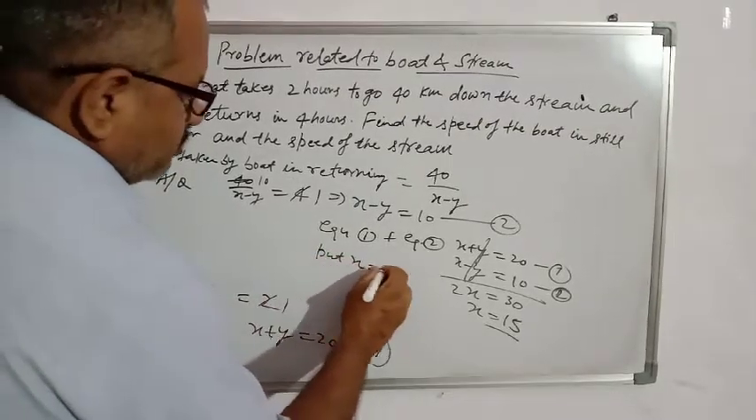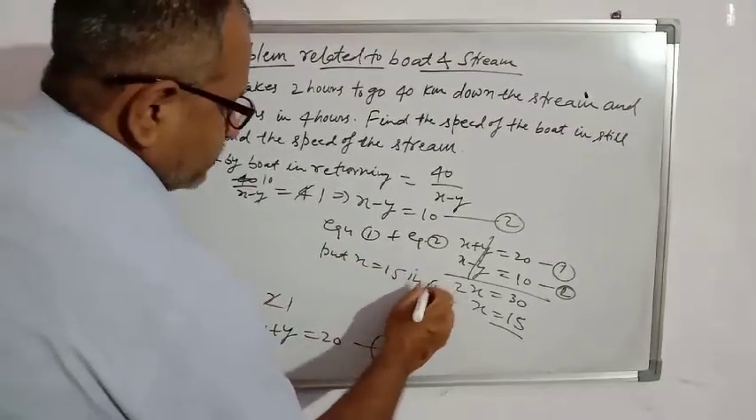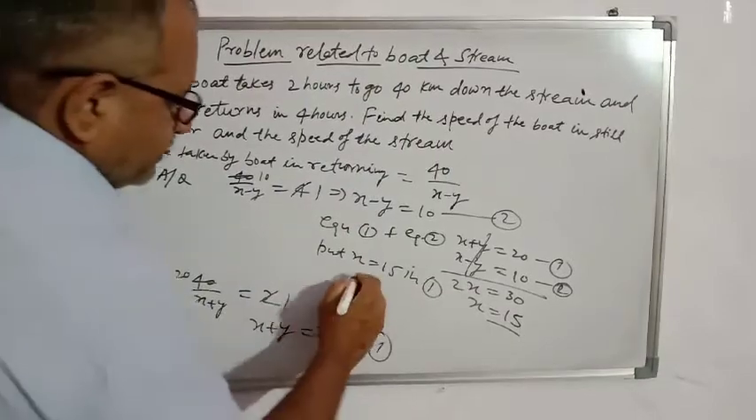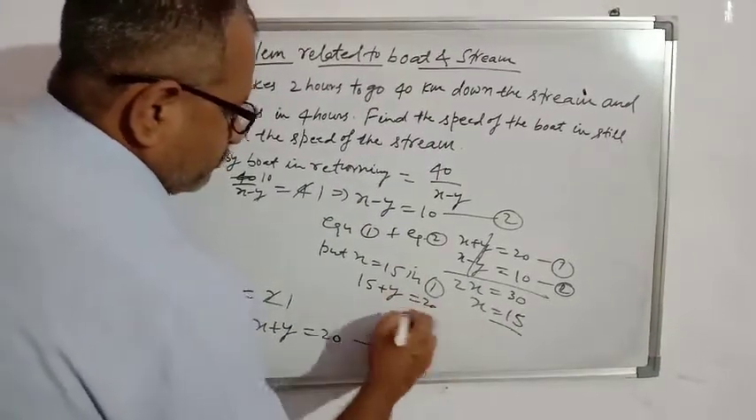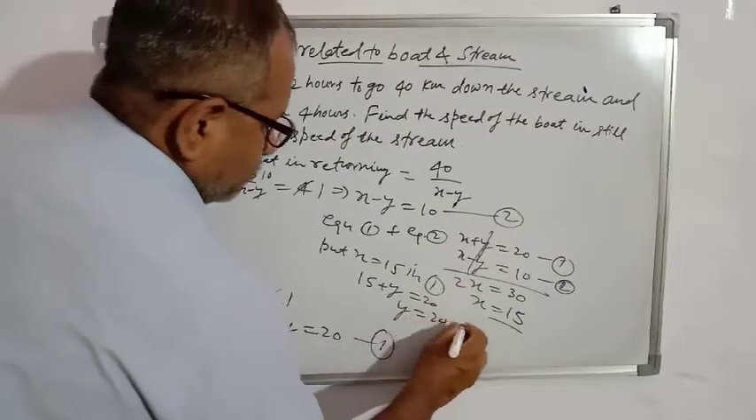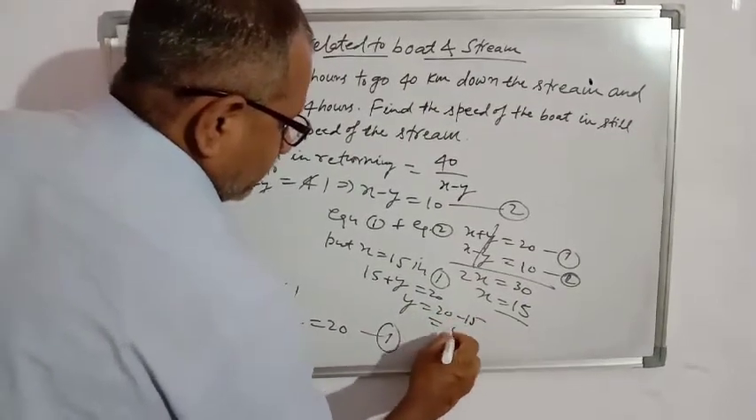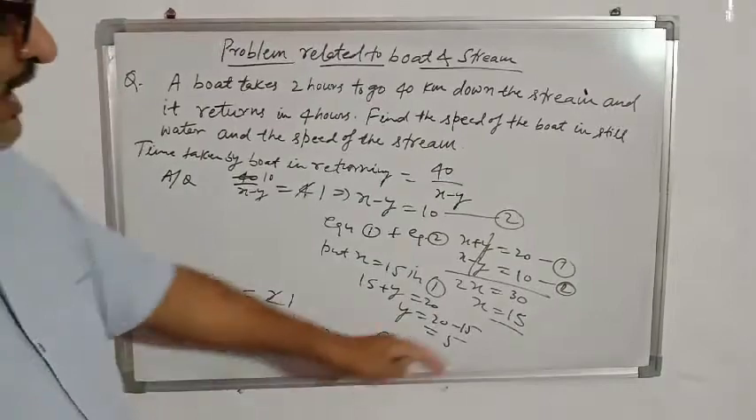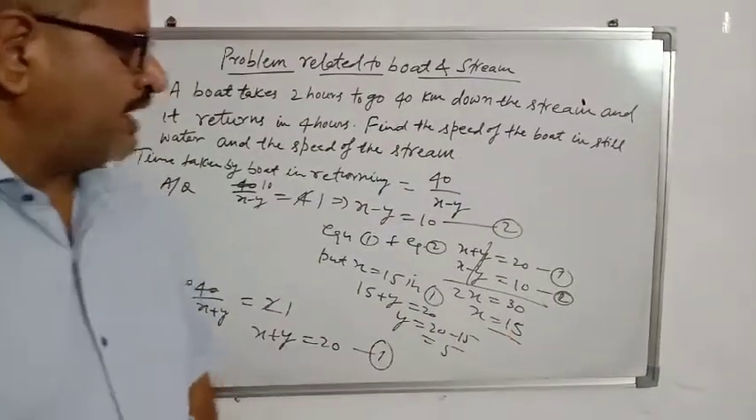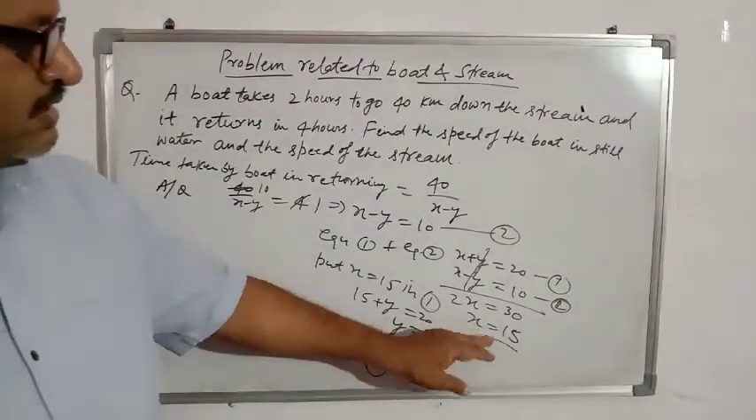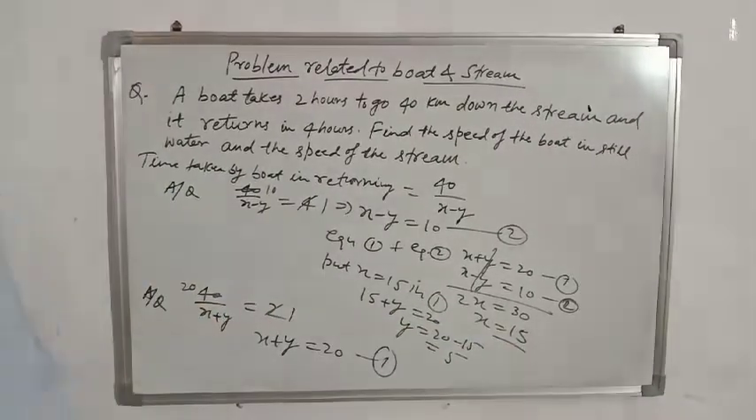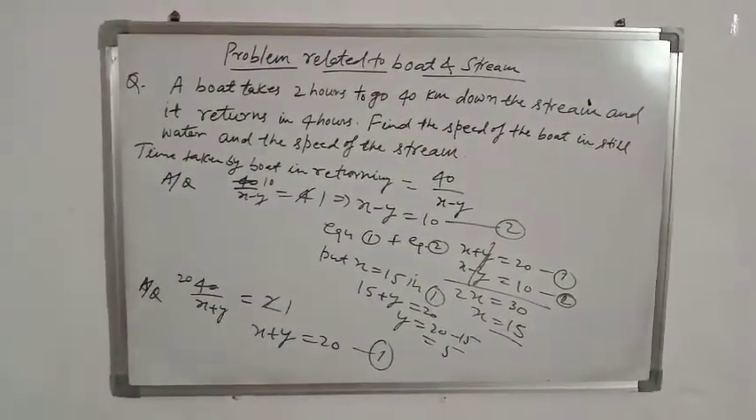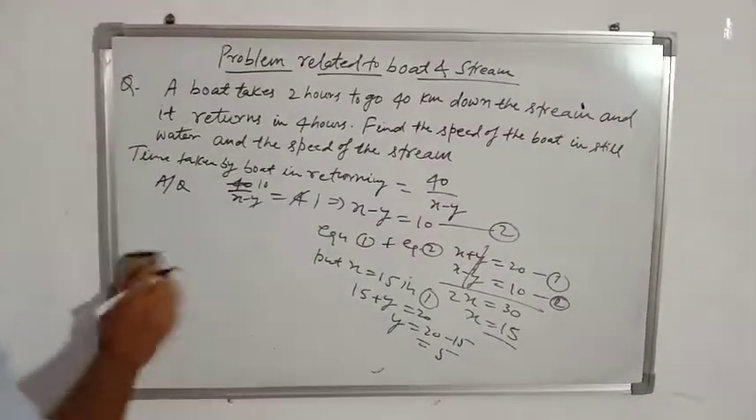Put x is equal to 15 in the first equation, x plus y. So 15 plus y is equal to 20. Transpose 15. y is equal to 20 minus 15, that is 5. So the value of x is 15 and the value of y is 5. What was x? x was the speed of the boat in still water and y is the speed of the stream. So that is the right answer.